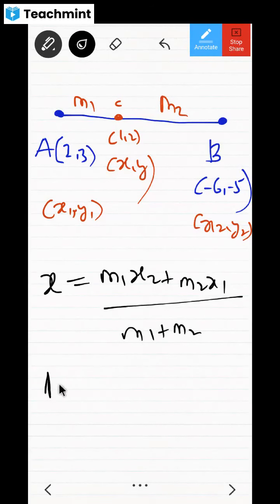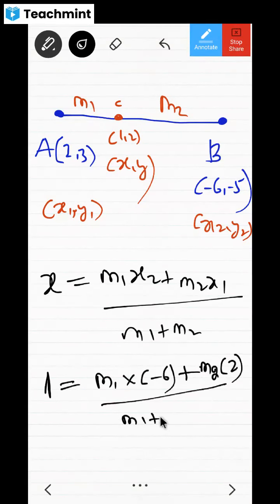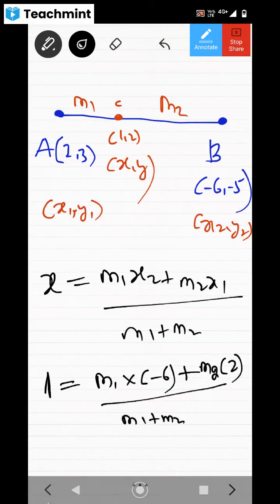Then afterwards, x means what? X means 1, and that is equal to m1, which we don't know, into x2, which is minus 6, plus m2, which we don't know, into x1, which is 2, then divided by m1 plus m2. Can I write like this? Yes, sir. Write it or not? Okay.